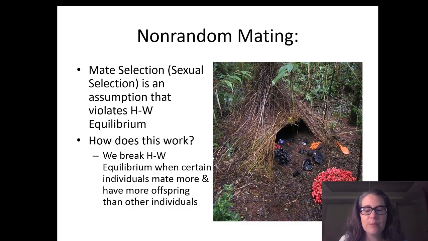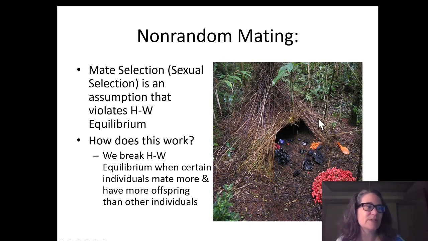To be in Hardy-Weinberg equilibrium, you have to have completely random mating. That means no selection of mates at all. So no mate selection, also known as sexual selection. This is an assumption that violates Hardy-Weinberg equilibrium. And why does it violate Hardy-Weinberg? It's because if you have mate selection, then this means that certain individuals are getting to mate more, produce more offspring, and leave more of their genes to the future generation.